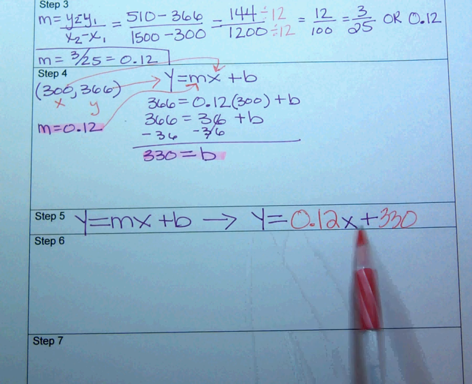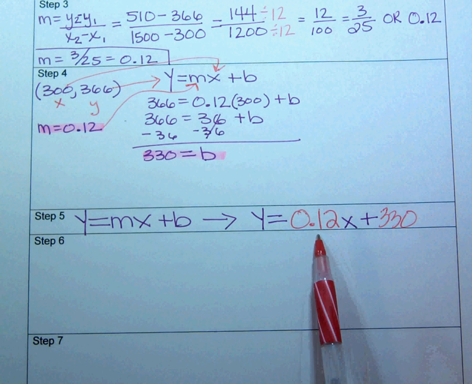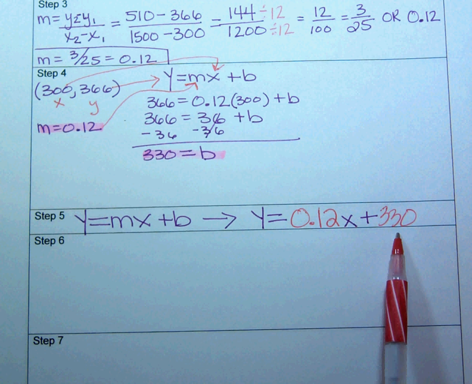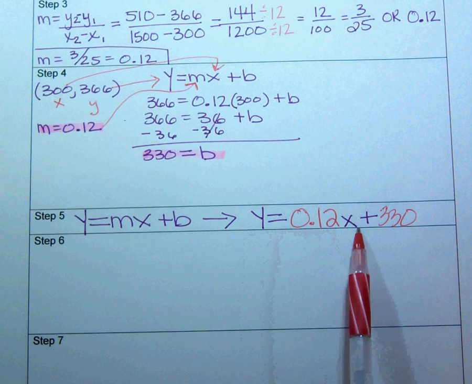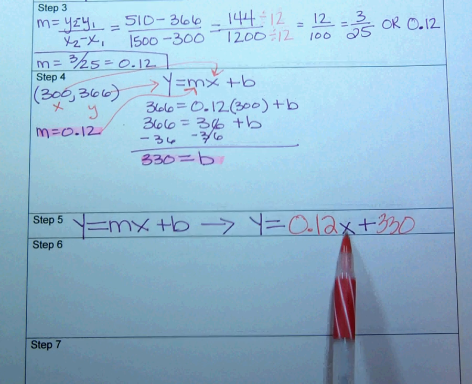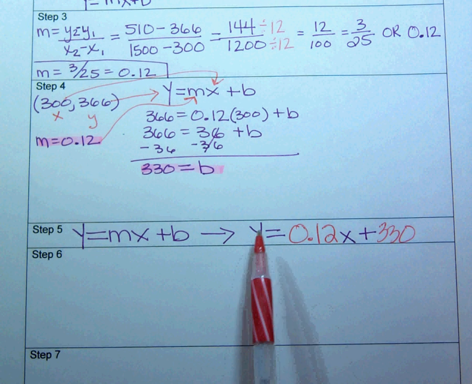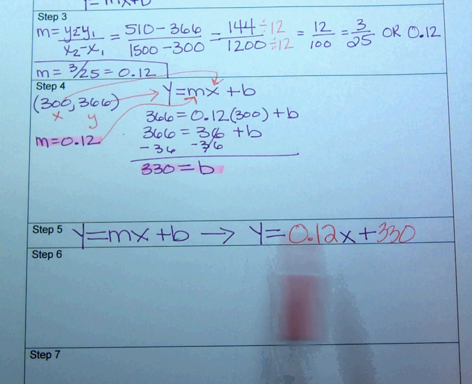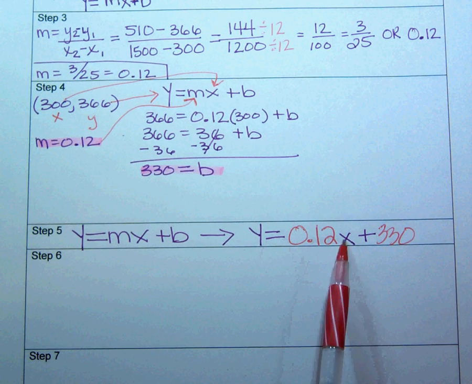The y and the x stay there as part of the equation. The slope is always going to be 0.12, the y-intercept is always going to be 330, but the reason why y and x are variables is because they can change. I can plug in different amounts of kilometers to figure out the cost, or vice versa. Let's say I knew the cost, I could plug in the cost to figure out the amount of kilometers. So we don't want to put numbers in for y and x until we're making a prediction.